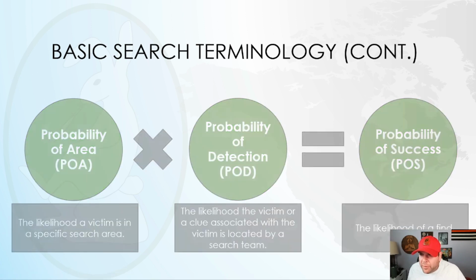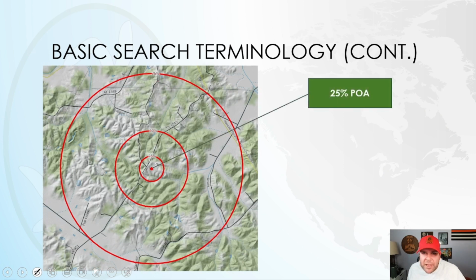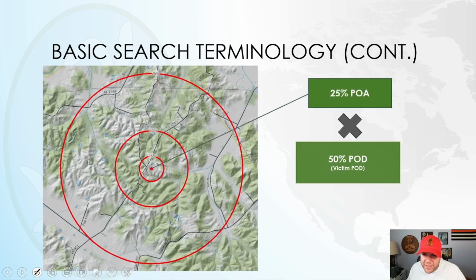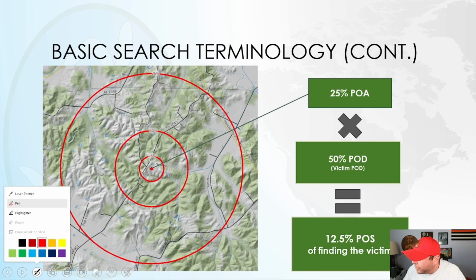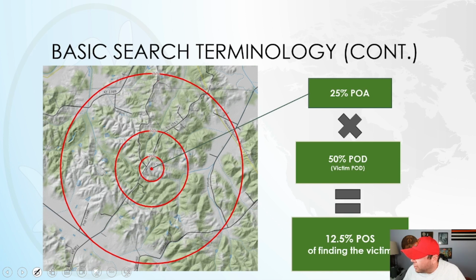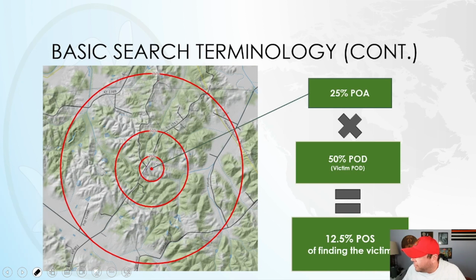To give you an example of this, we're going to take this map here. This is a very common map that you may see in search and rescue. In the very center of the bullseye, let me change colors on my pen so it stands out, is this initial planning point. This is where our search efforts are going to begin.